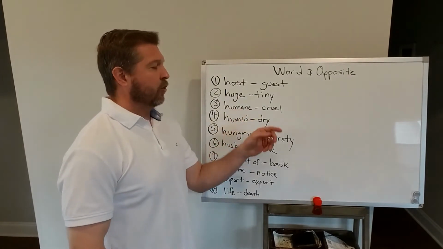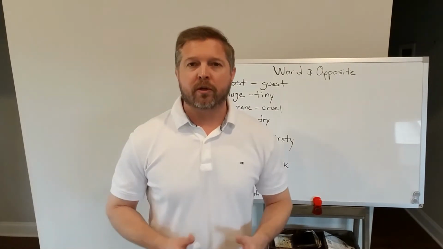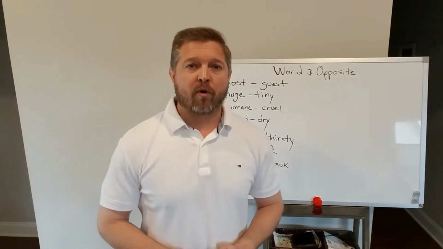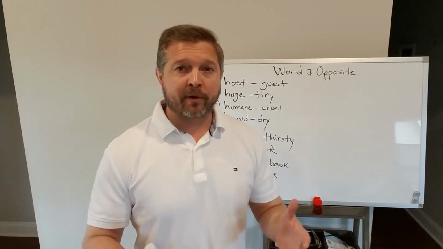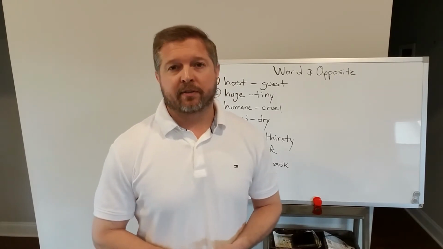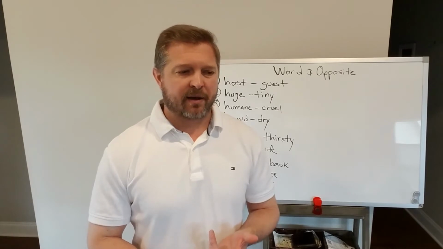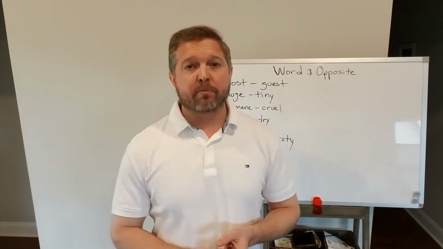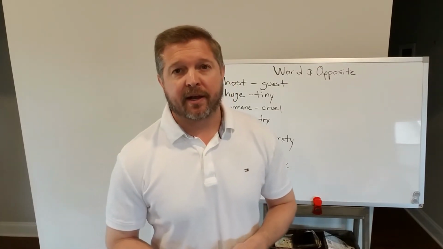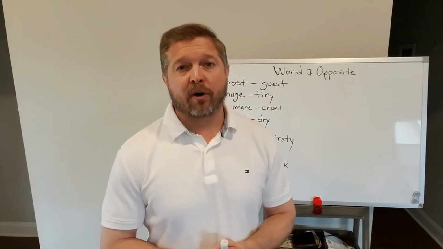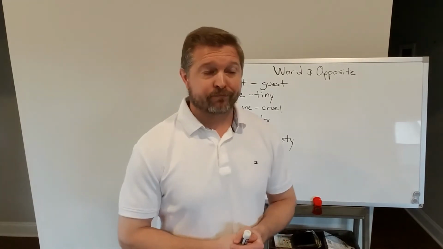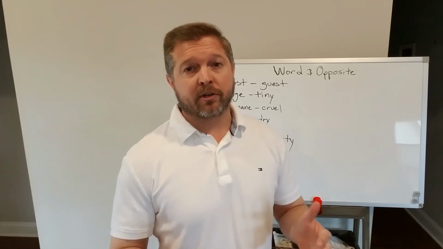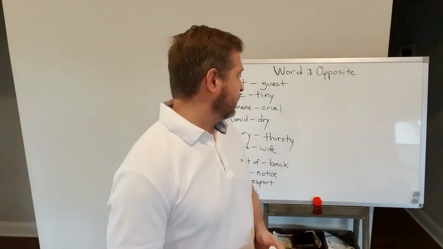3, humane, cruel. Humane is when someone treats someone very kind or very courteous or very properly. Cruel would be the opposite. They're treated very harsh. They're treated very badly. So the Humane Society is a place that takes care of animals that were abused. The opposite, the owner of the dog was very cruel as he abused the dog and deprived it of food.